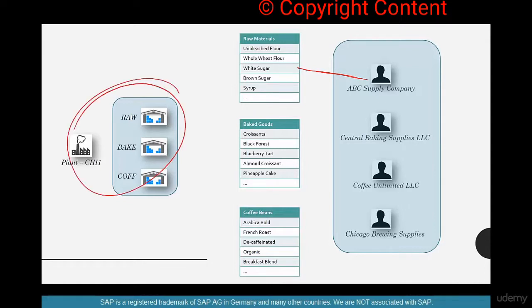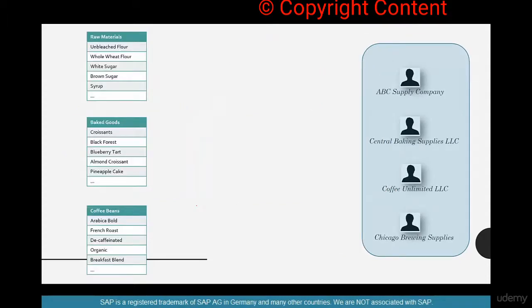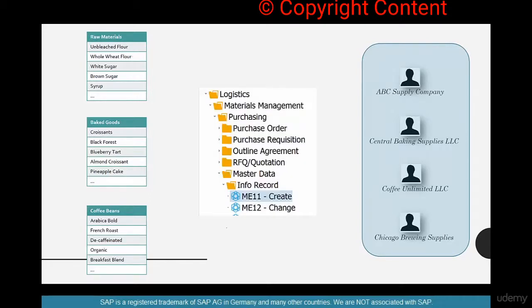So if I want to know who can supply whole wheat flour, I need to be able to understand that it's this vendor and maybe this vendor. Right? I need that information handy. And how much is it going to cost for this vendor versus this vendor? So the relationship between materials and vendors is created in what's called a purchasing info record, or info record for short.